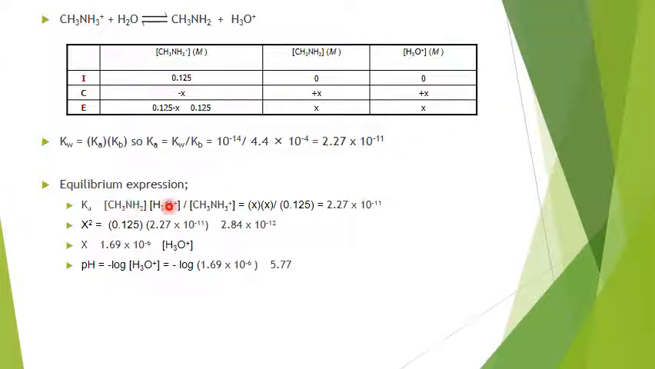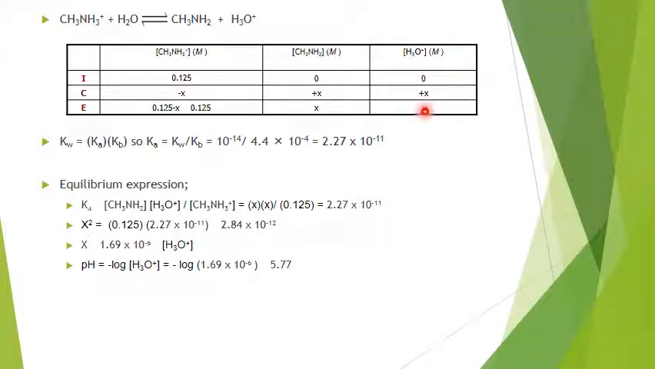Here's our equation, and we have x times x, all divided by this value. We're going to assume that this number is very, very small, so it won't affect this value at all, so we can just ignore x. So it's going to be x squared divided by 0.125 equals this value, and then x squared equals 2.084 times 10 to the minus 12, and x equals 1.69 times 10 to the minus 6.